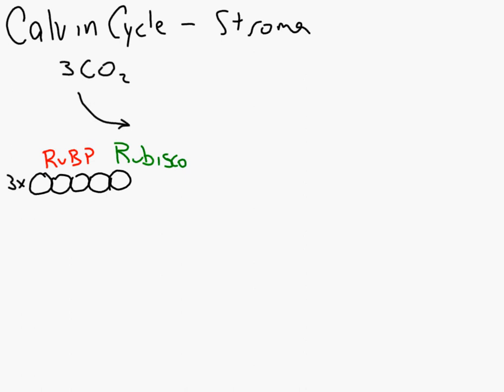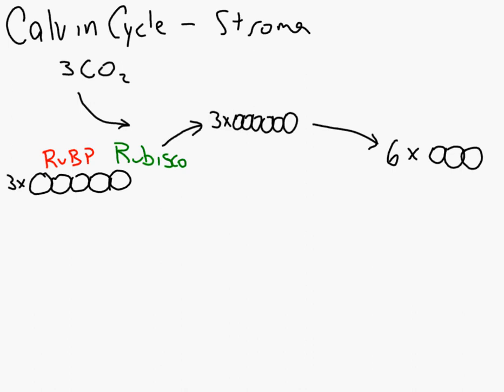Each one of those 5-carbon molecules is going to have a single carbon attached to it, and so you would expect to have 3 6-carbon molecules created. Now this 6-carbon molecule that is created is an unstable molecule. It is going to quickly break apart. Each one of them is going to break apart, and so now you're going to have 6 3-carbon molecules. These are called phosphoglycerate, and we'll just call them PGA for short.